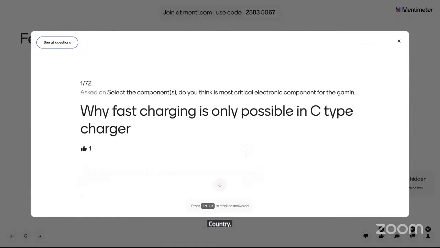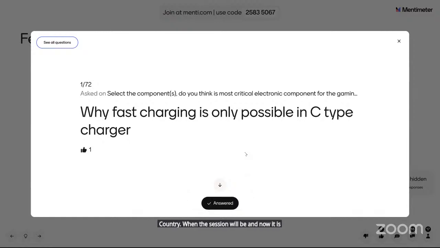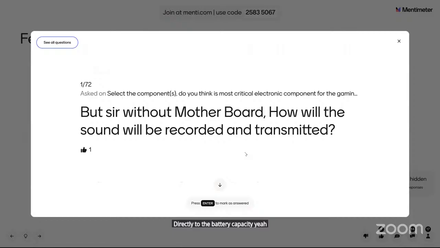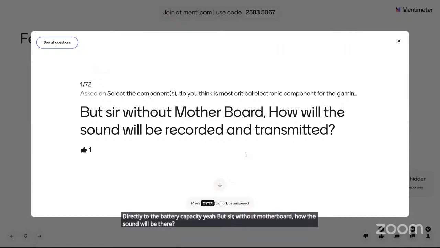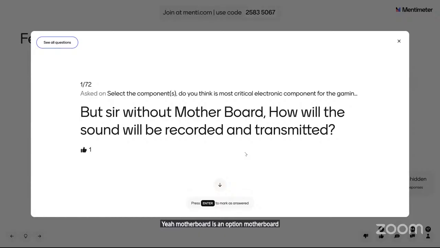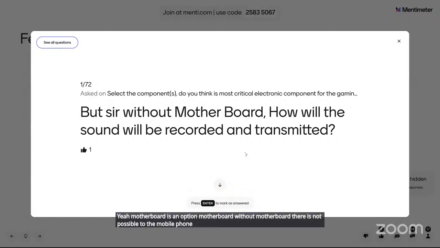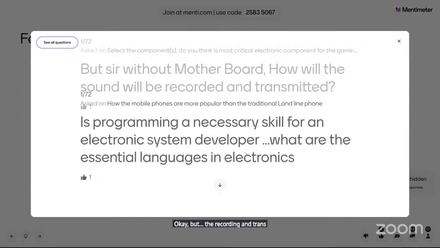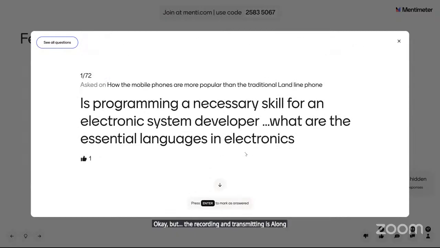When will the session end? Now it is ending. Why is faster charging only possible? Sir, this is directly related to the battery capacity. But sir, without a motherboard, how will the sound work? Yeah, the motherboard is essential. Without a motherboard, a mobile phone is not possible. So the motherboard is okay, but the recording and transmitting is along with that.